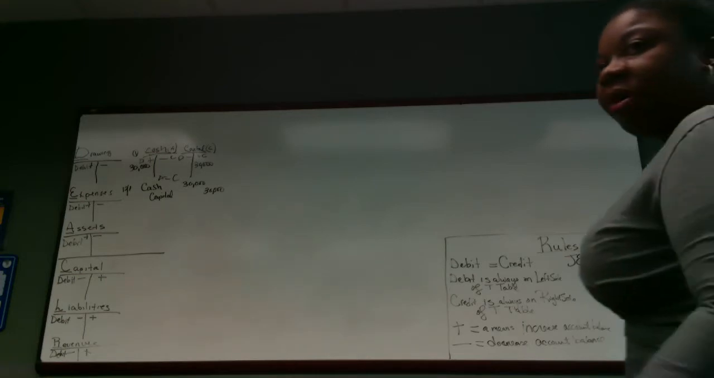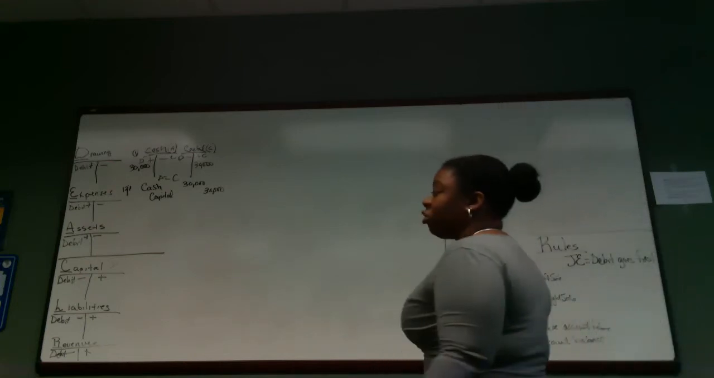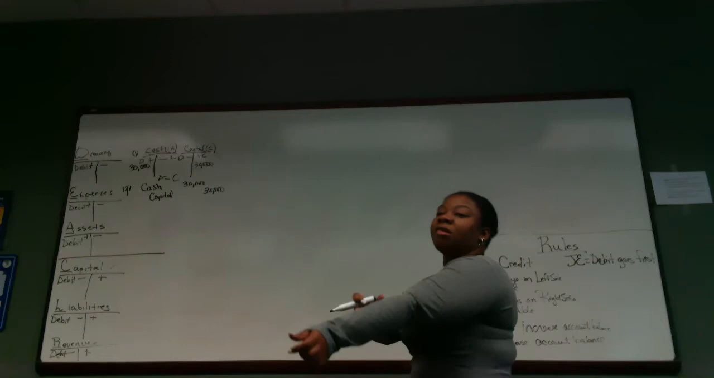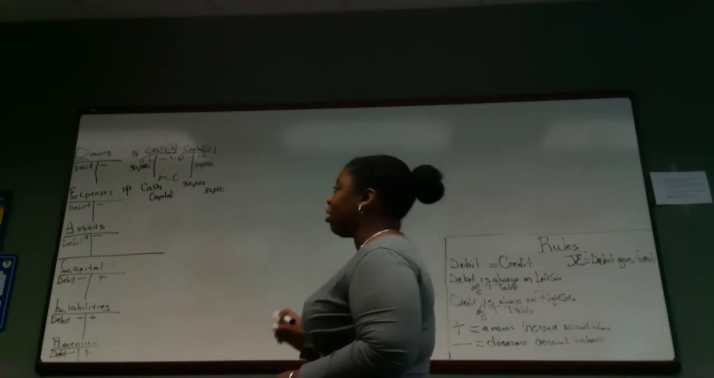The second transaction says that he purchased supplies for cash. Notice that they tell you how he is purchasing it. Because if it says on credit, that means he didn't give up any cash. Right. So he had to use accounts payable because he's going to owe somebody for those supplies later.